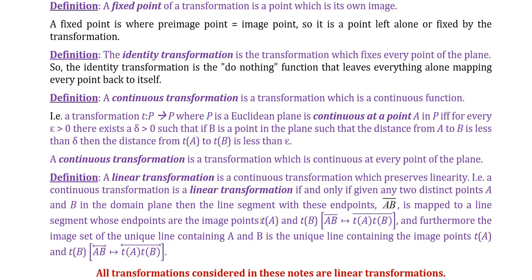So T of A is an endpoint. It's going to be mapped to an endpoint here. T of B is mapped to there. And any points between A and B will be mapped to points between T of A and T of B. And furthermore, the image set of the unique line containing AB is the unique line containing the image points T of A and T of B.